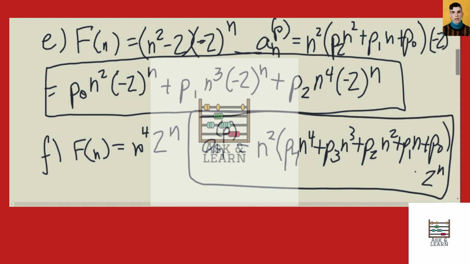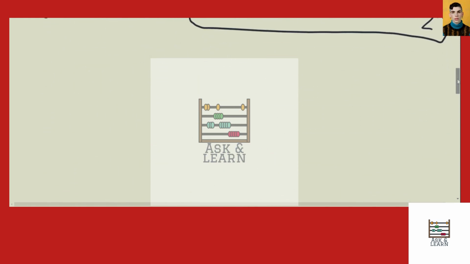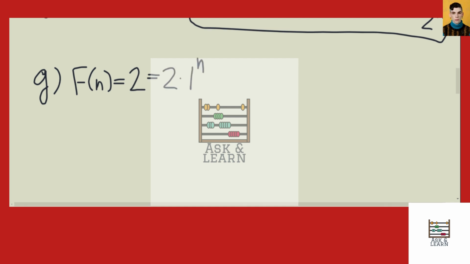And in part G, we're given that f(n) is equal to 2. This is the same as 2 times 1^n. We have that 1 is not a characteristic root, and 2 is a polynomial of degree 0. So the general form for a particular solution is simply p0 times 1^n, which is just p0.